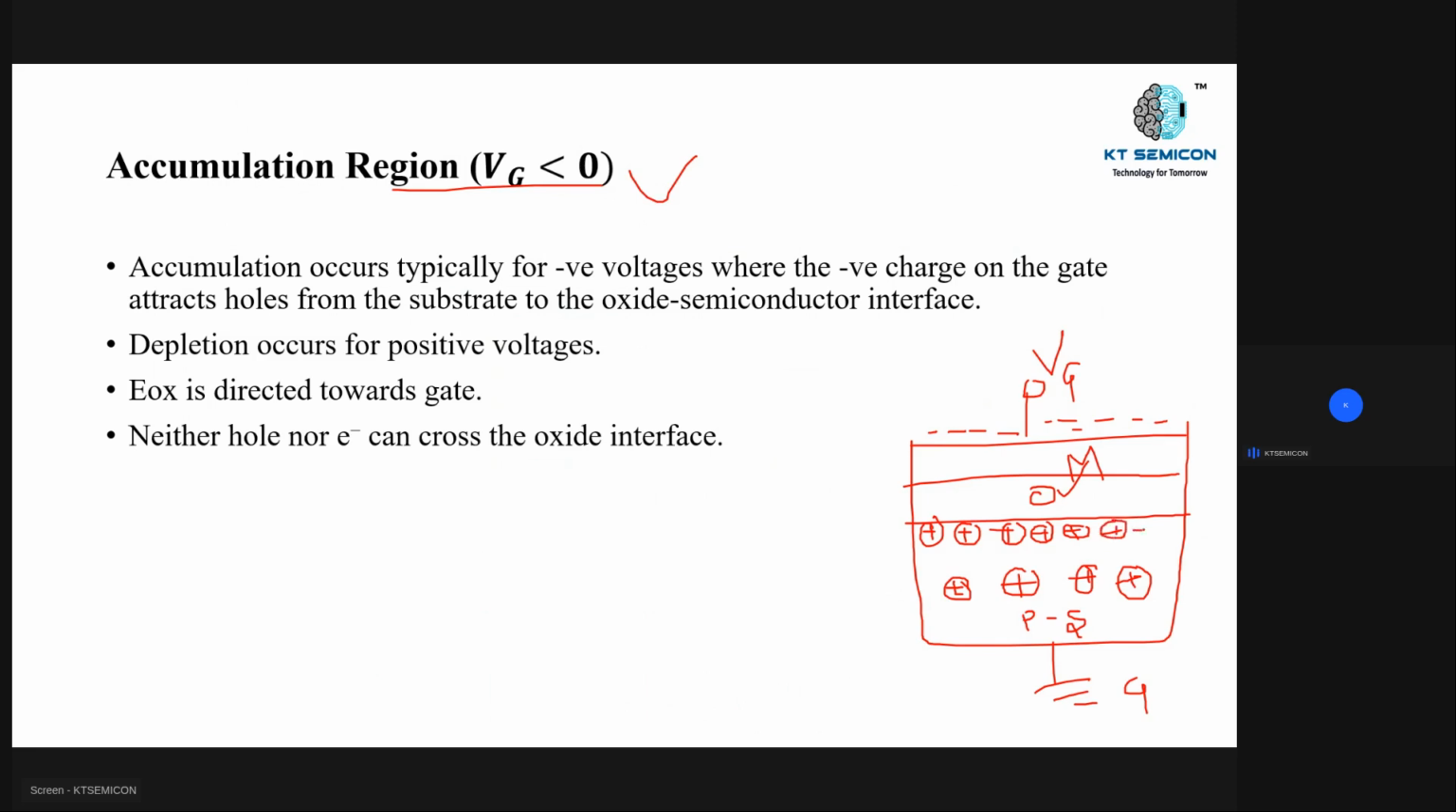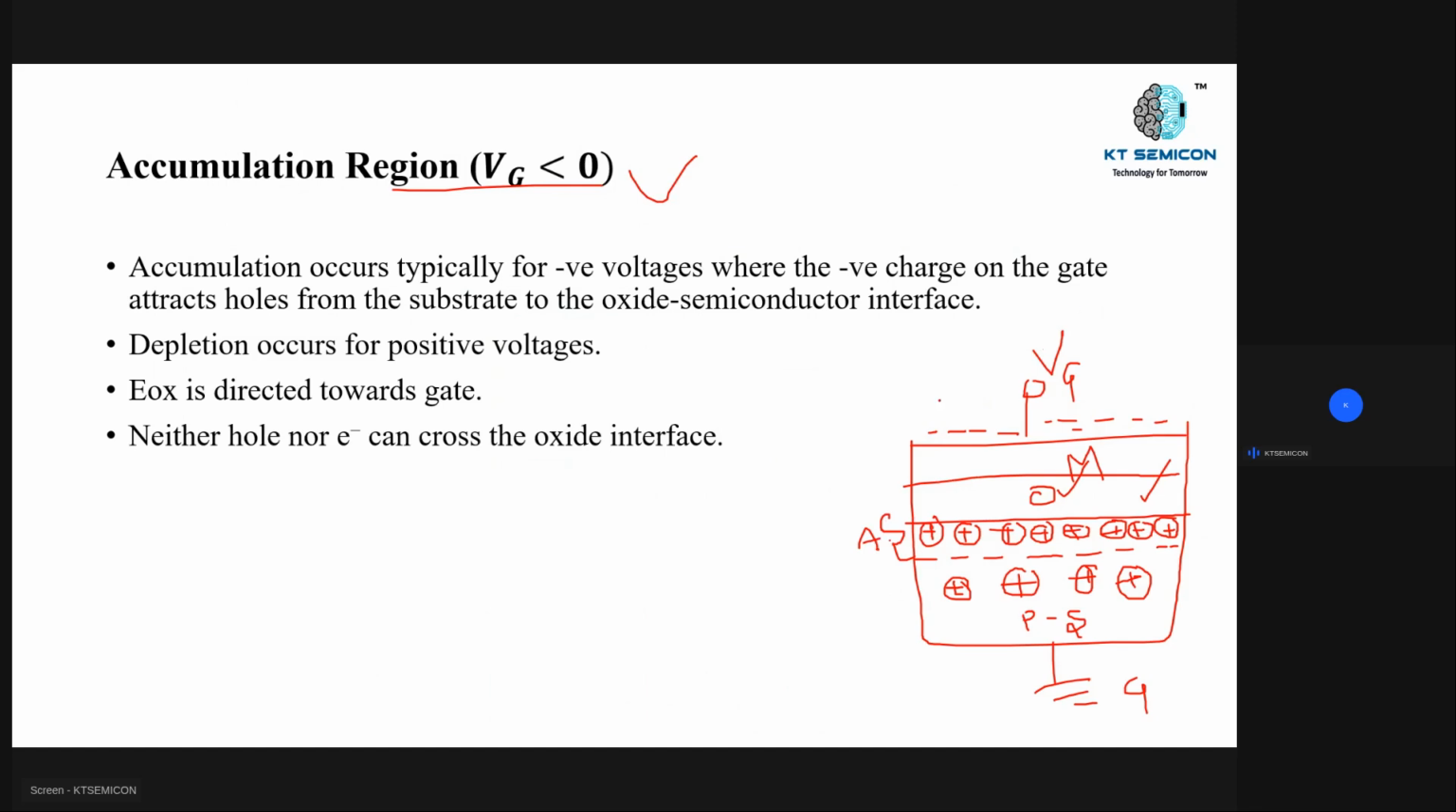So this oxide layer won't allow any kind of charges through this insulator, right? That's why all my holes with positive charge are accumulated at the surface of the substrate, which means near that oxide layer. So what happened here? We are getting one accumulation of holes region here, right? This is the accumulation of holes.